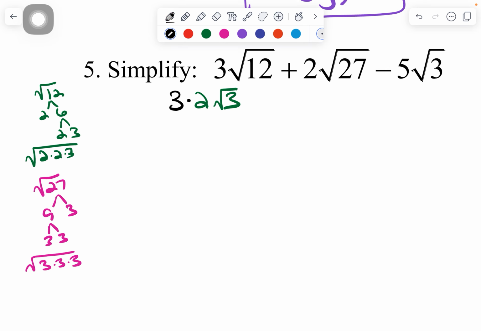And again, we're going to keep the plus, we're going to keep the 2. The square root of 27 here, you got a pair of 3's. So it's going to be times 3 root 3. And then minus 5 root 3.